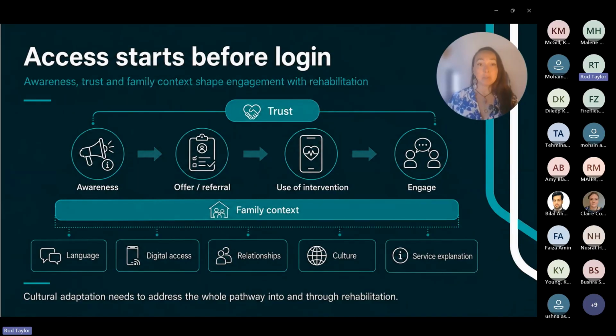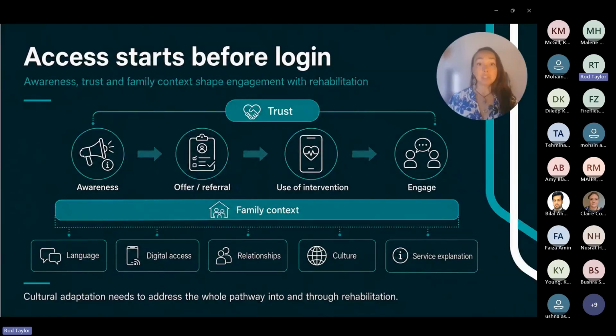It is built through relational work that the facilitator does as well. Listening carefully, hearing voices that are often not heard, and adapting support to the patient's needs and preferences. Family context in this case is part of that as well. There can sometimes be assumptions that for South Asian patients, family members will naturally be available or expected to support rehabilitation.